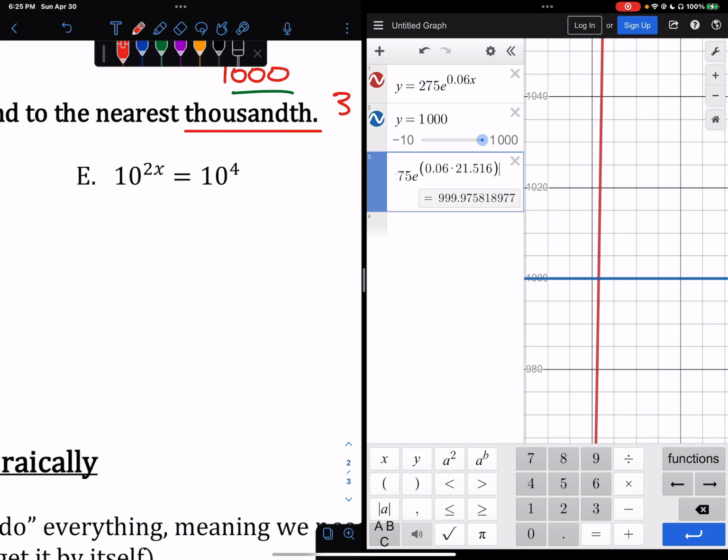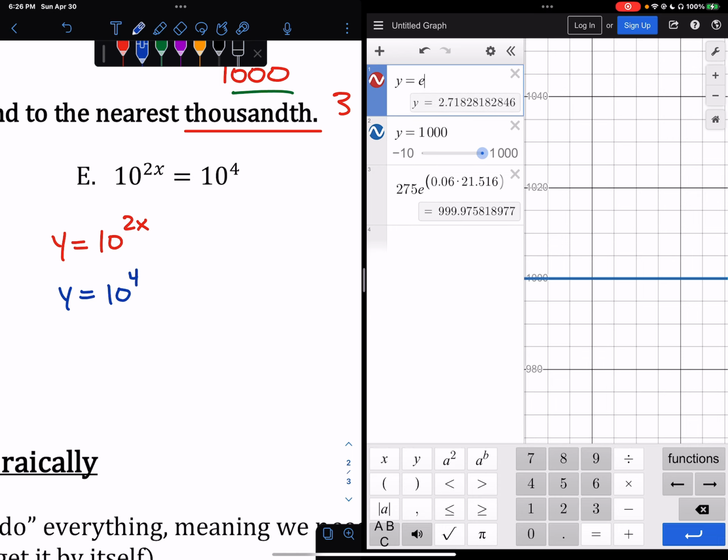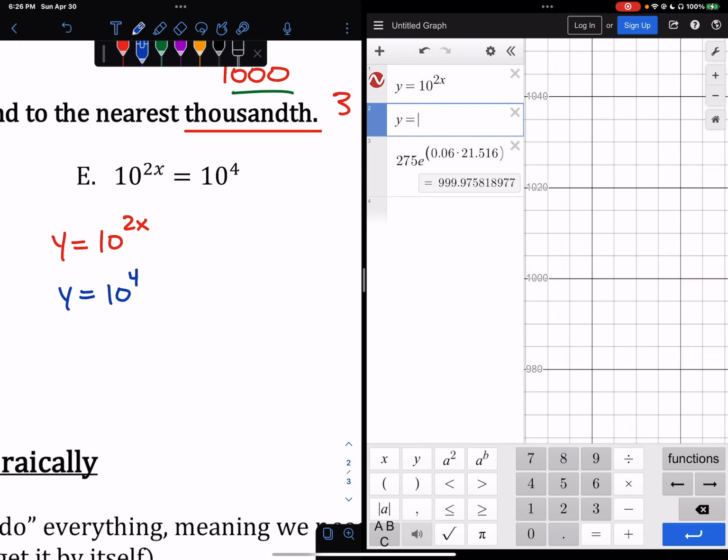So for letter E, our first equation, right? So here's our equal sign. Our first equation, y equals 10 to the power of 2x. Our second equation, y equals 10 to the power of 4. So I'm just going to use the ones I already have here. We've got y equals 10 to the power of, oops, 2x. And the second one is y equals 10 to the power of 4.